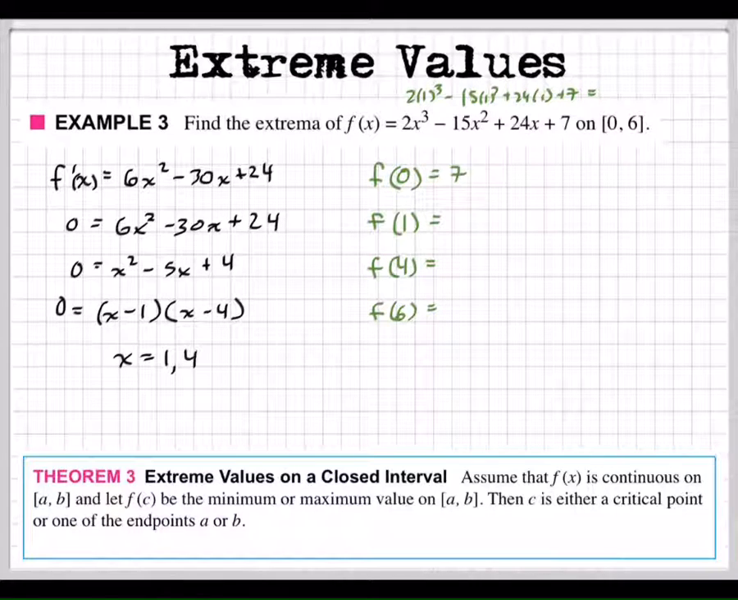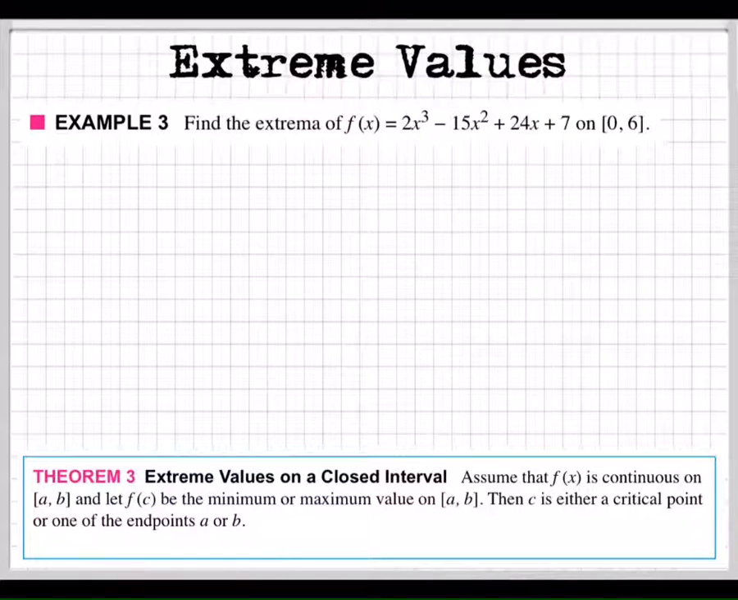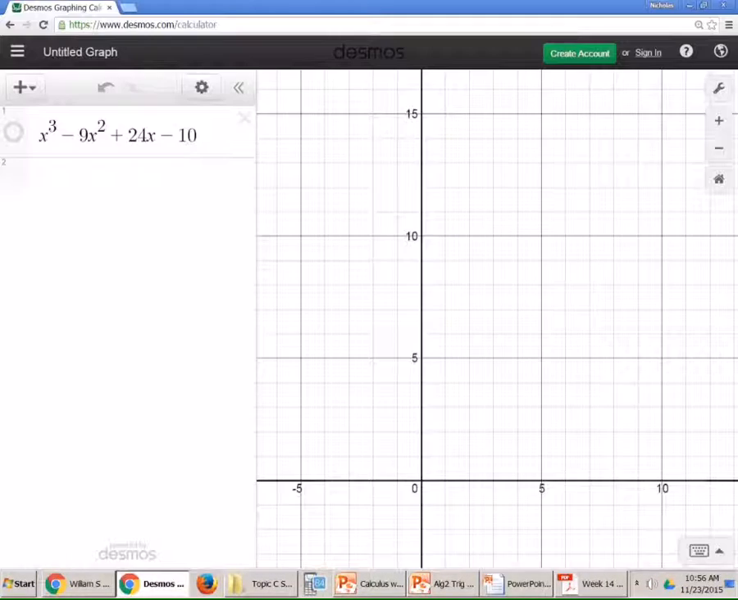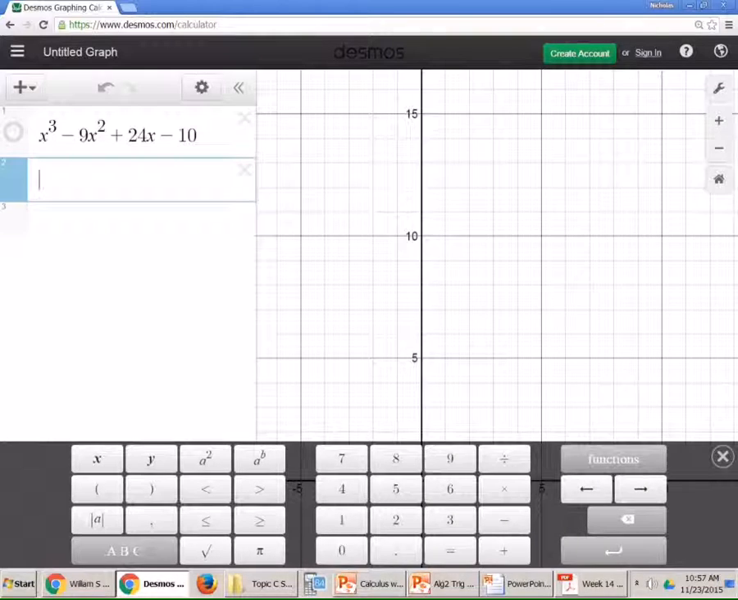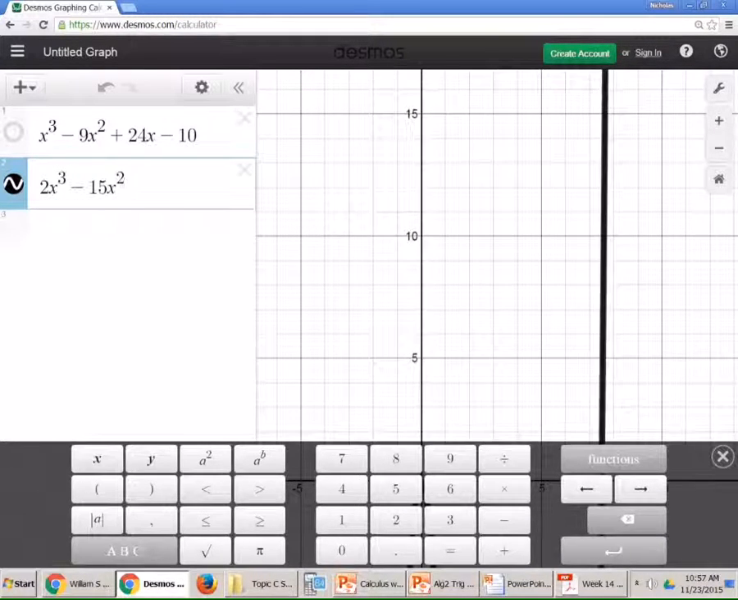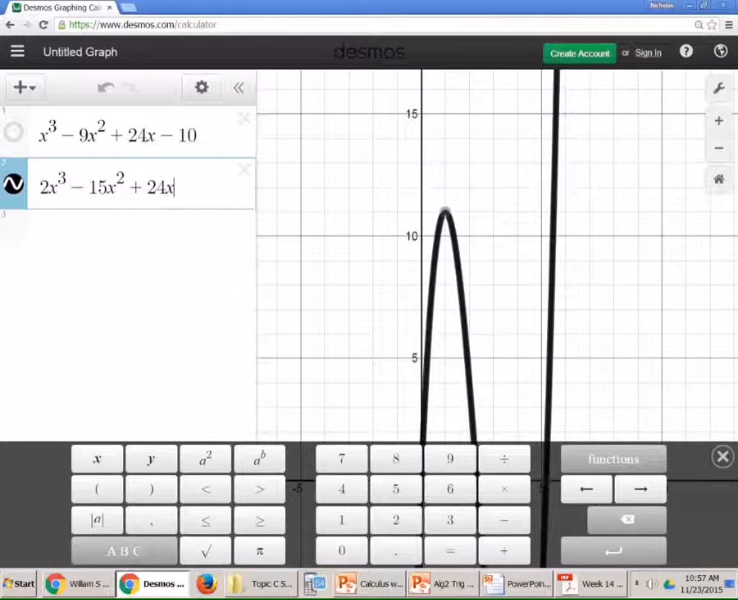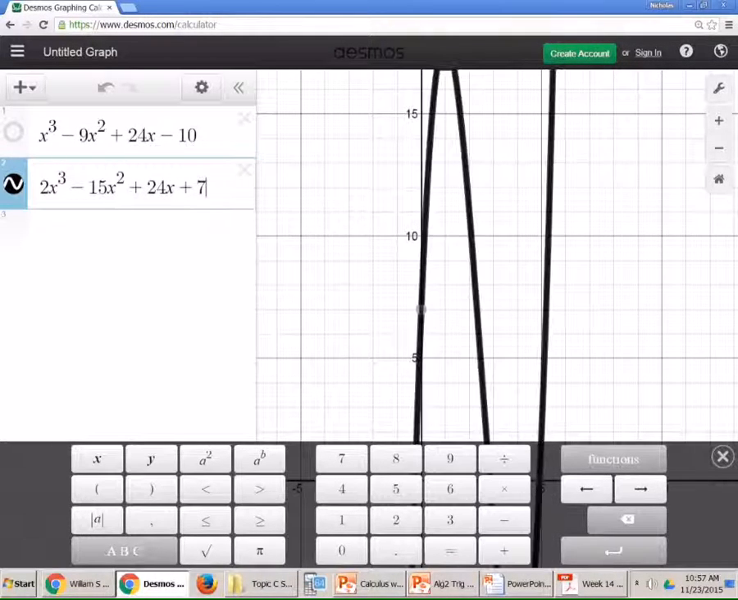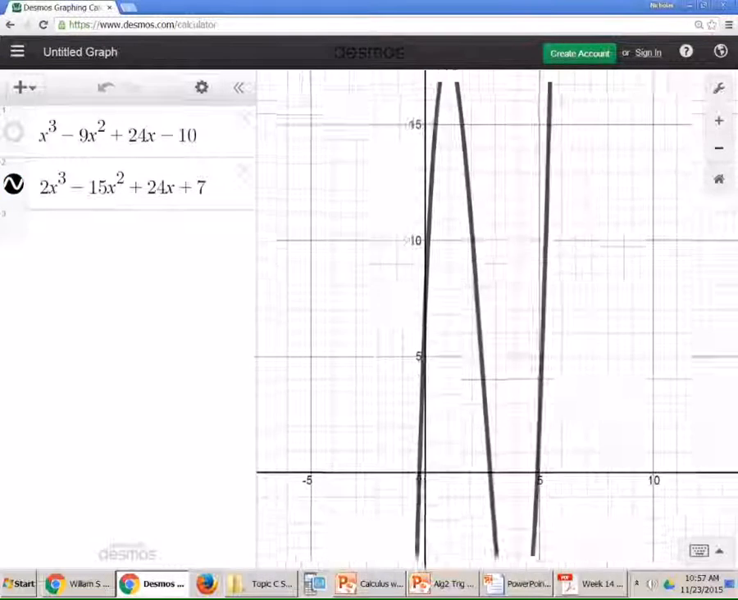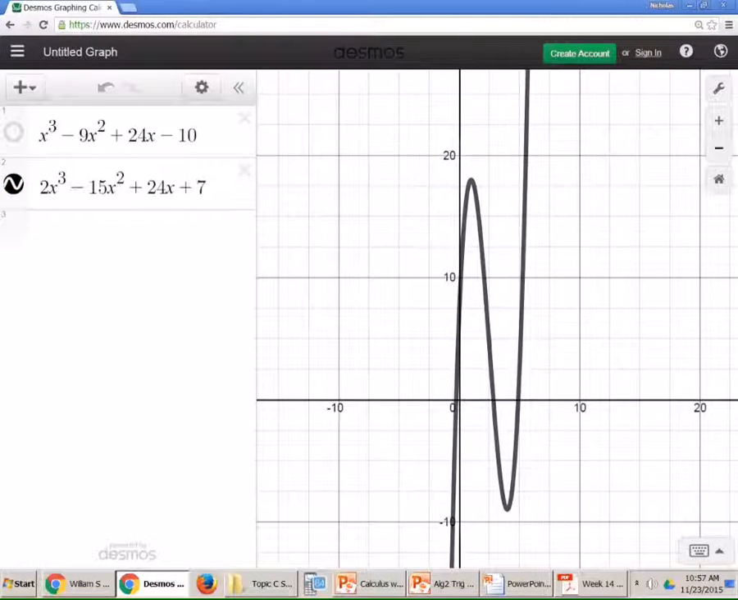So we can do all that, or we can go to Desmos and cheat. Let's go to Desmos. We're going to go over to Desmos right here, and we got to put in our function. What was the function? 2x raised to the third power, minus 15x squared, plus 24x, plus 7. Alrighty, so now we can zoom that out, and we can see what's going on here.